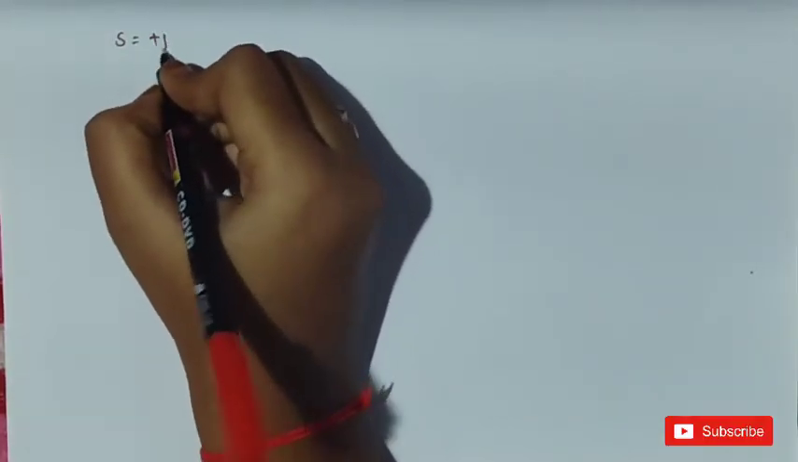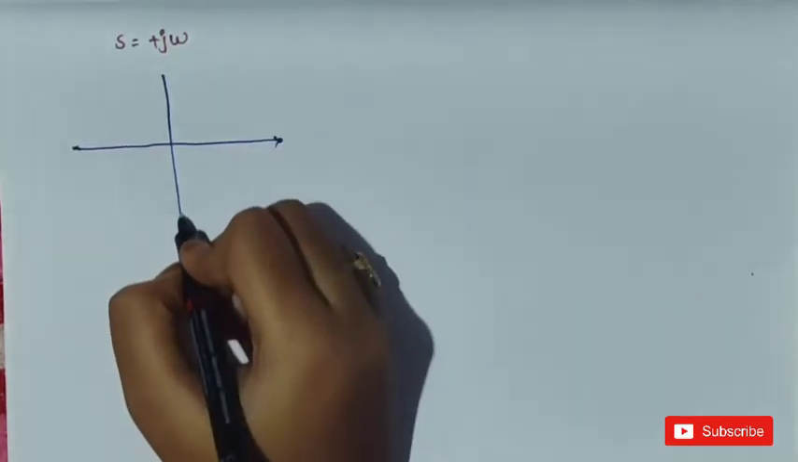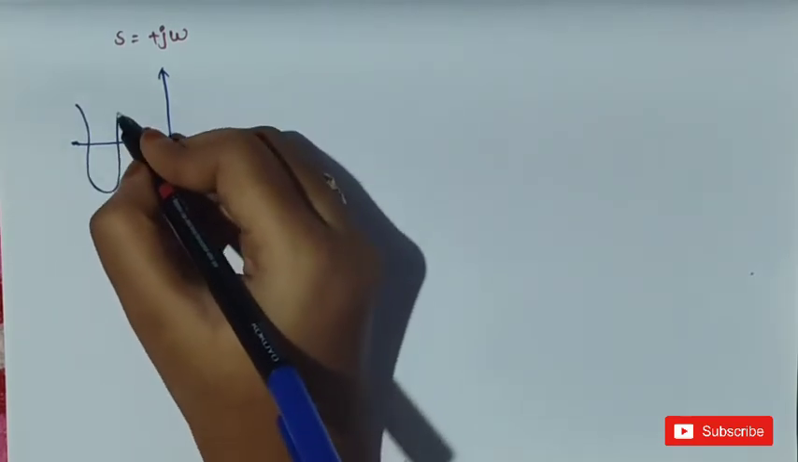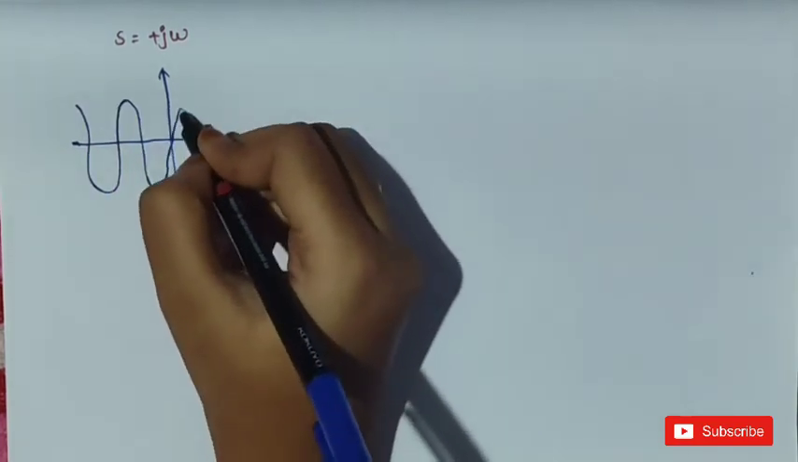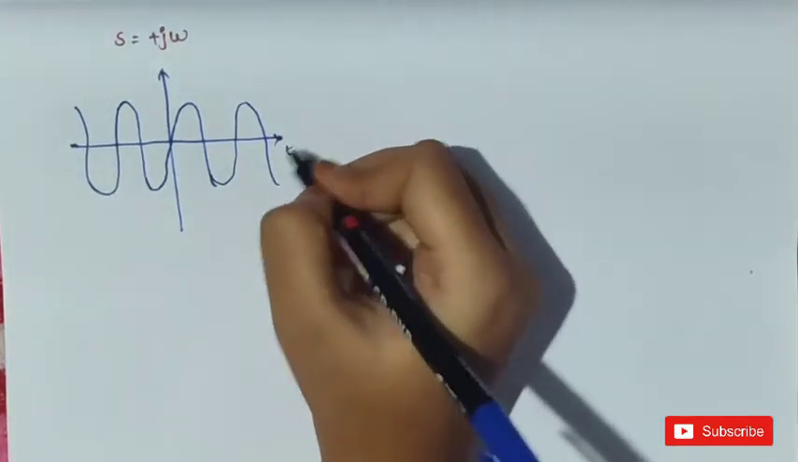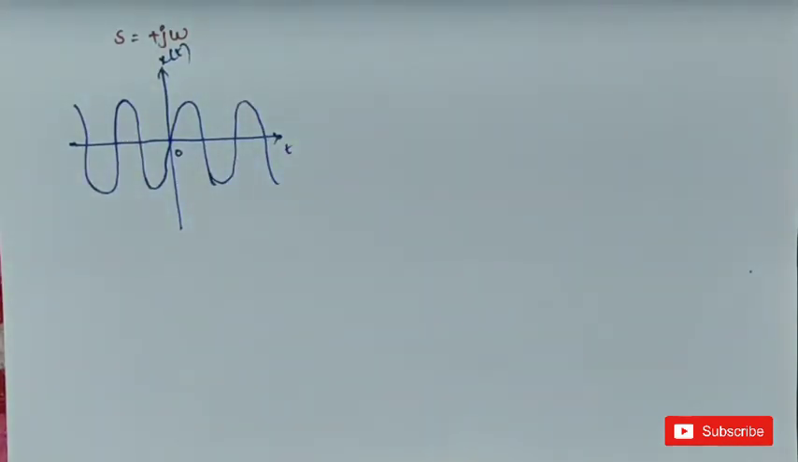S is equal to plus j omega. Till now we have discussed sigma. Now let us discuss the imaginary part. S is equal to plus j omega, which means sigma is 0. In this case, the signal will be like this.